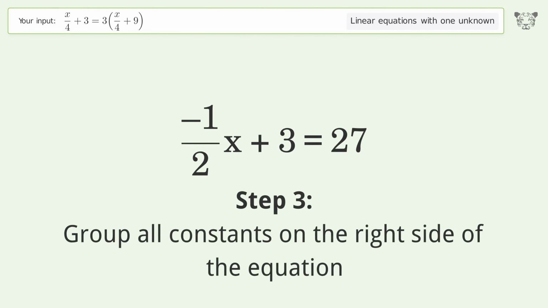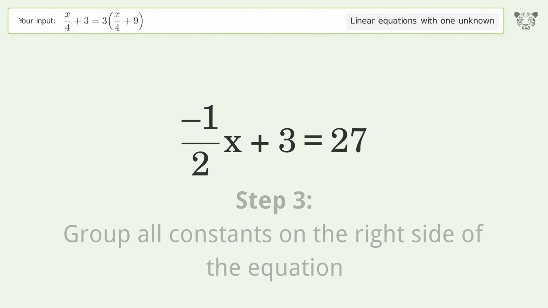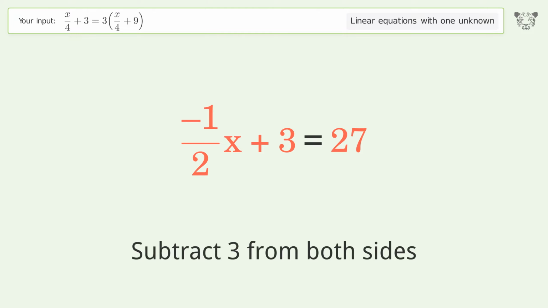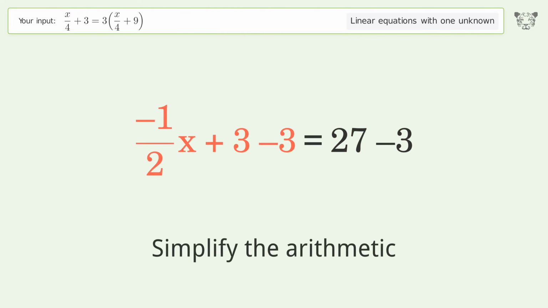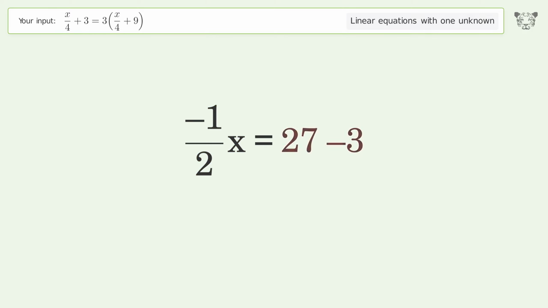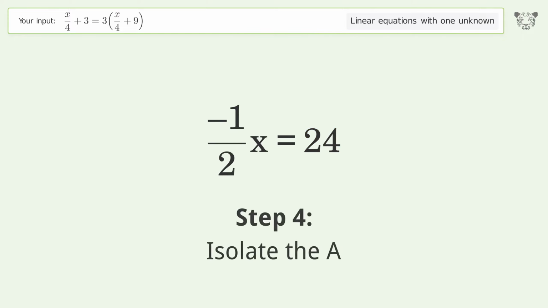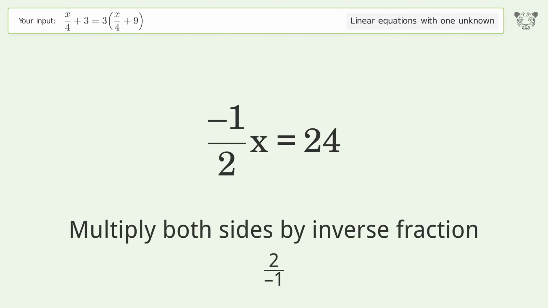Group all constants on the right side of the equation. Subtract 3 from both sides. Simplify the arithmetic. Isolate the x. Multiply both sides by inverse fraction 2 over -1.